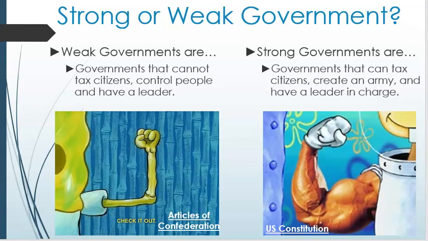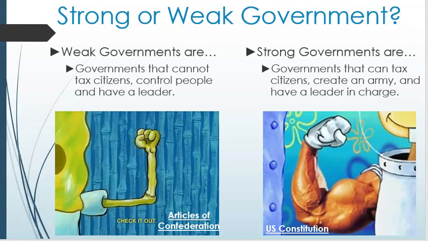Now, a strong government can do a whole lot of things: create an army, tax citizens, have a leader in charge. But if a government's too strong, you get what you have in certain European nations, right? With, like, when we were talking about King Louis and how he could do whatever he wants, or a Russian Tsar who could do whatever he wants, or old British monarchs who can do whatever they want.